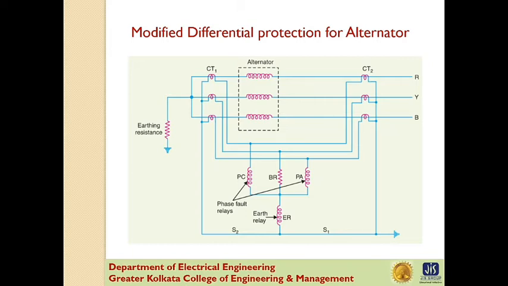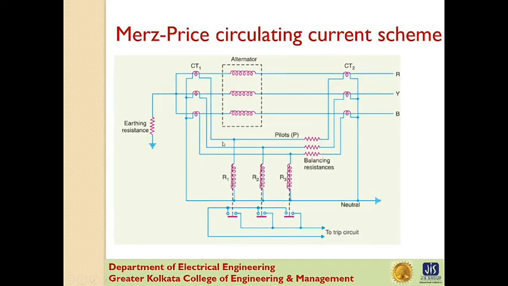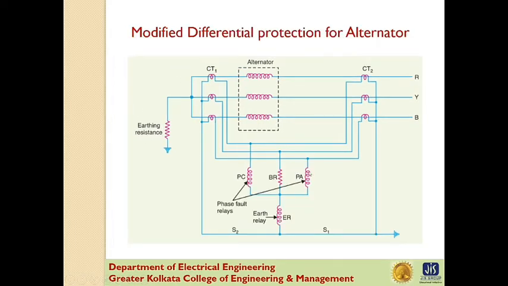However, too low a relay setting is undesirable for reliable stability on heavy through-phase fault. In order to overcome this difficulty, a modified form of differential protection is used in which the setting of the earth fault relay is reduced without impairing stability. In this figure, you can see the modified form of differential protection for alternator. The modification affects only the relay connection, consisting in connecting two relays for phase fault.